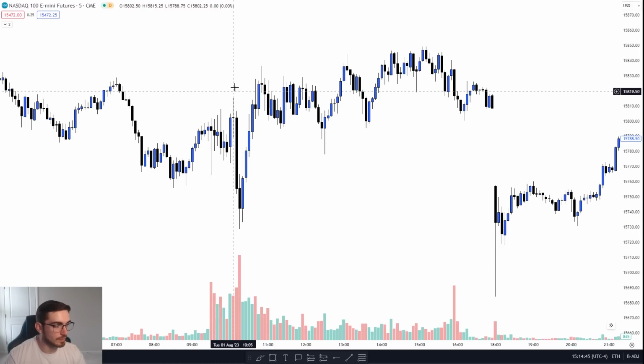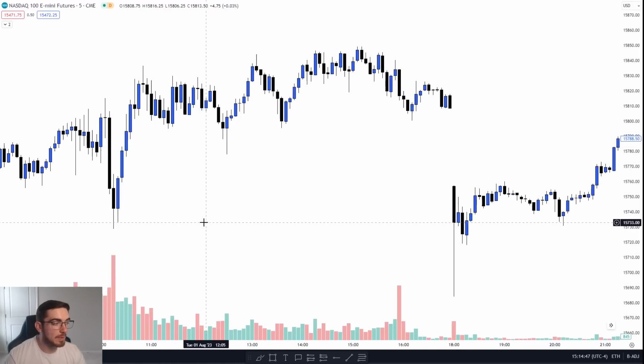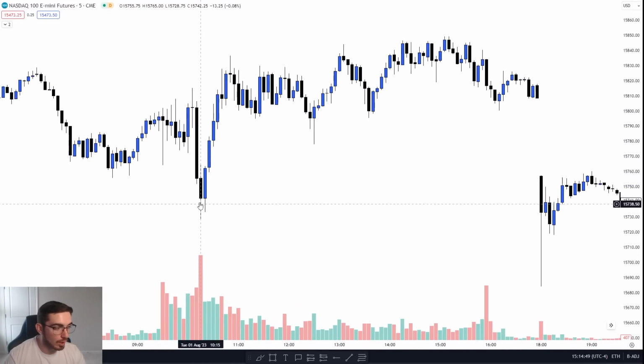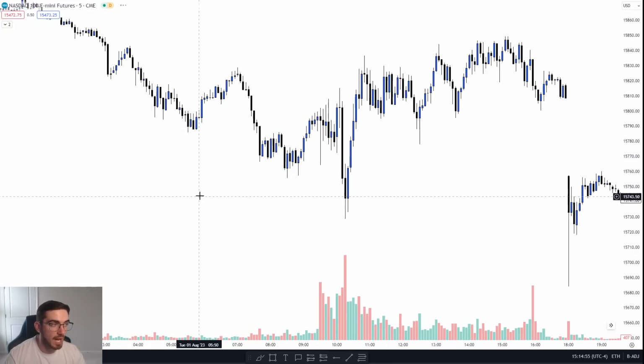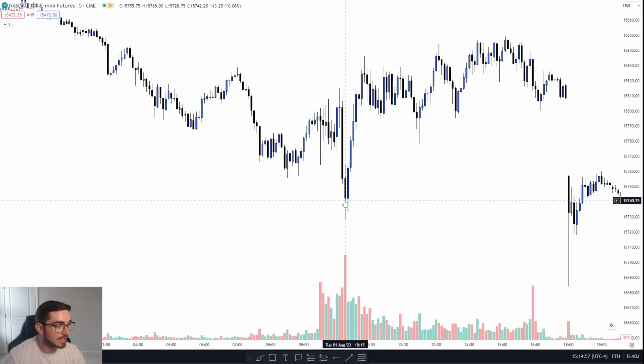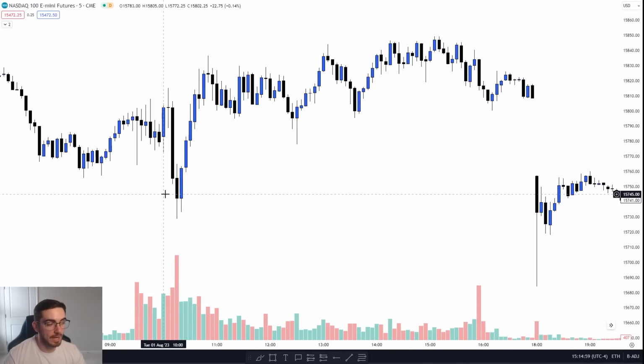A lot of sellers over here, price ended up dropping. And then we had this very high volume lower wick right here. So again, this is how you could have used price action to understand, okay, this might actually be a bottom. And if you had an area of interest down here as well, that would help confirm.